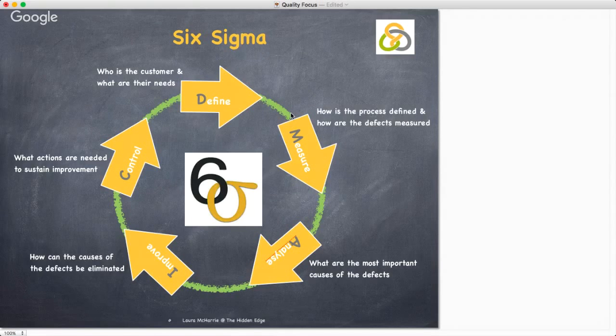So first, define: who is the customer and what are their needs? Measure: how is the process defined and how are the defects measured? Analyse: what are the most important causes of the defects? Improve: how can the cause of the defects be eliminated? And control: what actions are needed to sustain improvement?